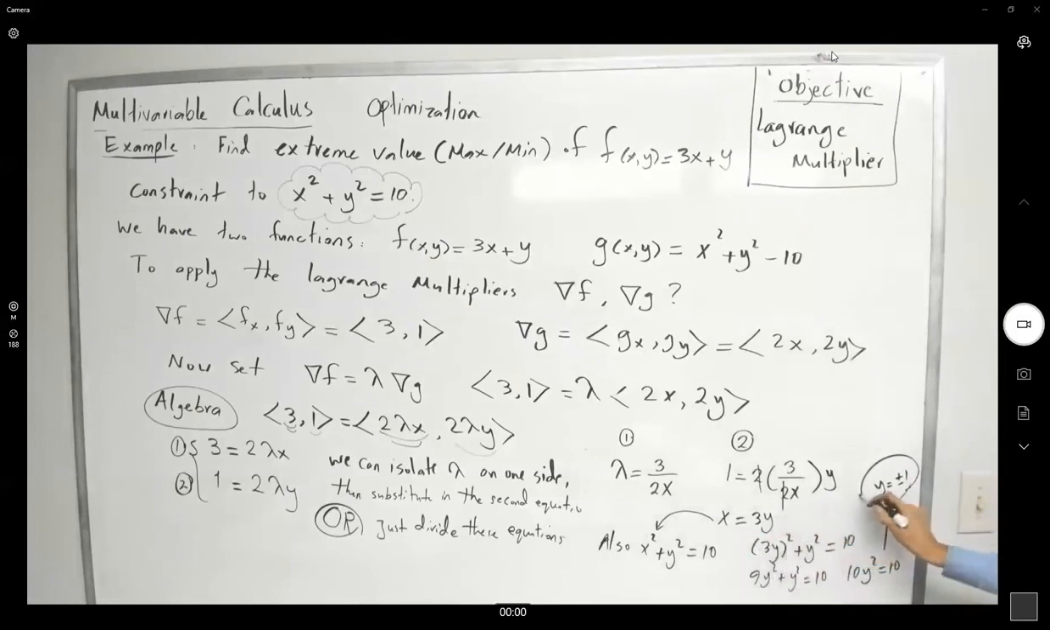So what is your x? X is, if y is 1, then your x is 3. If y is negative 1, then your x is negative 3. So what are those points? 3, 1, negative 3, negative 1.